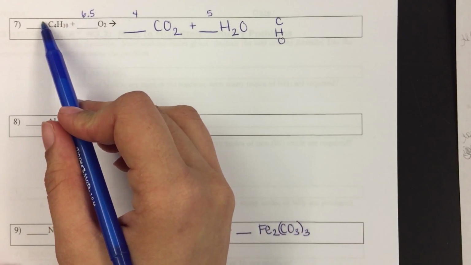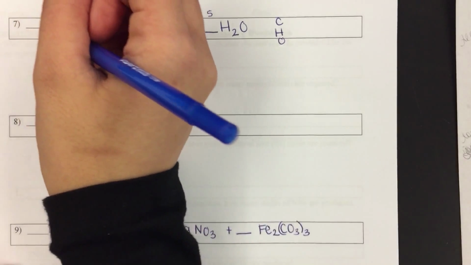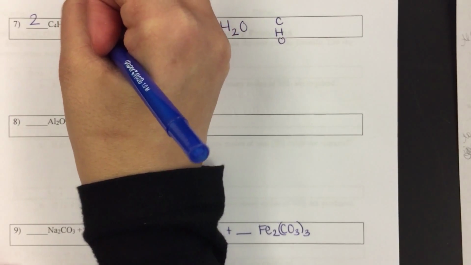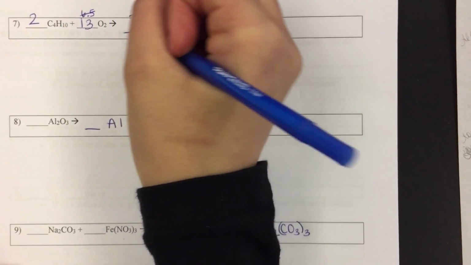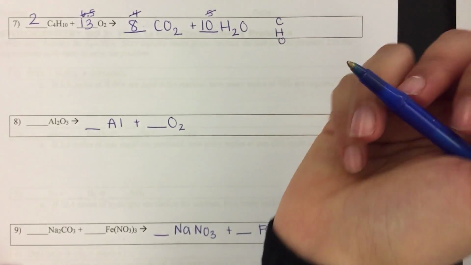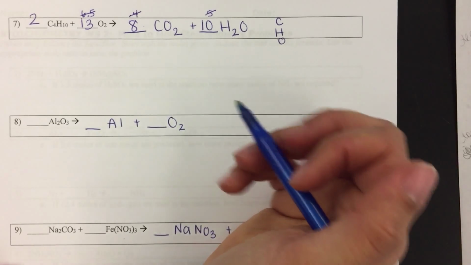And how we do that is we multiply every number by 2. So this, which is a 1, is going to become 2. This is going to become a 13. This is going to become an 8. And this will become 10. Okay. Now that we have it balanced, we can write the mole ratios.